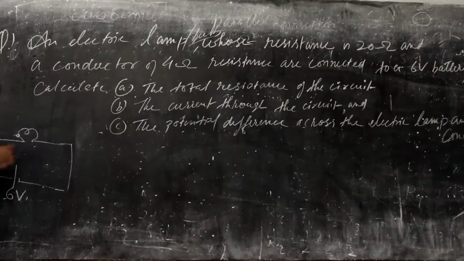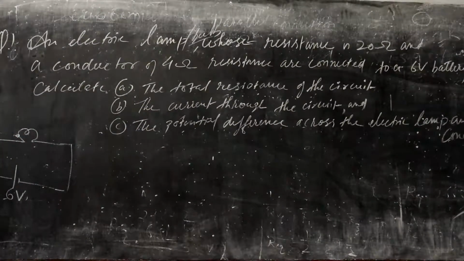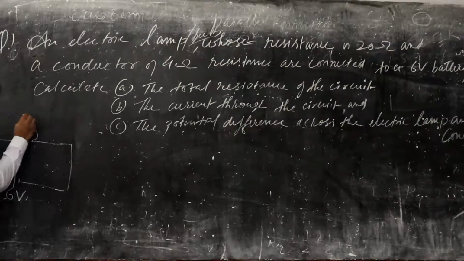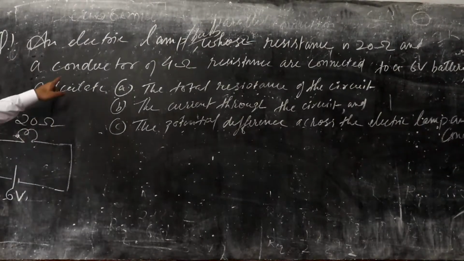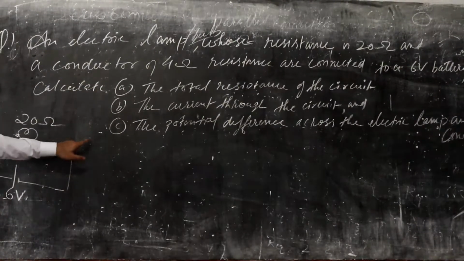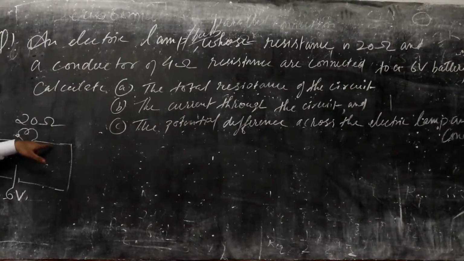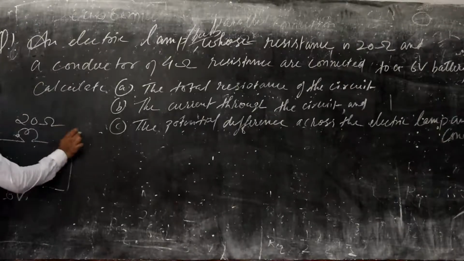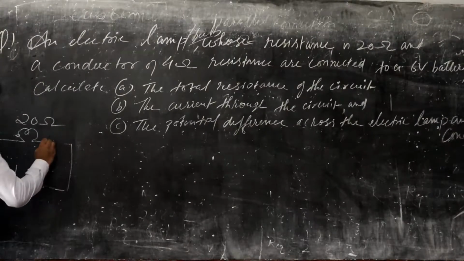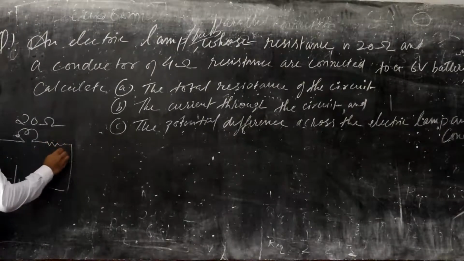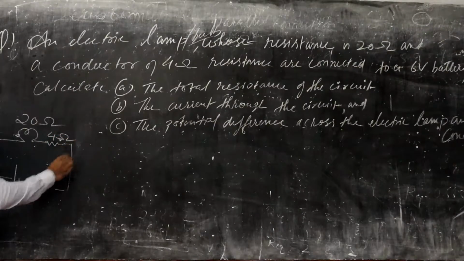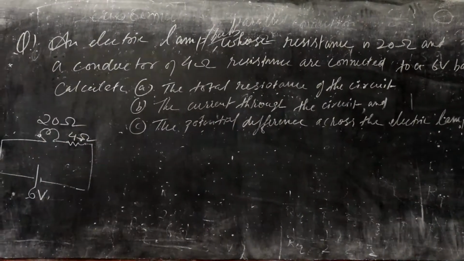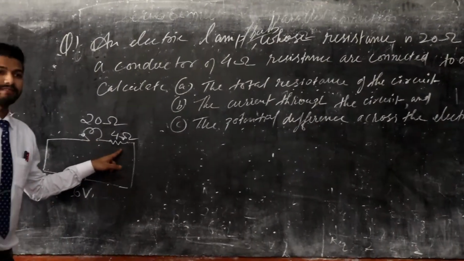What is the resistance of this bulb? It is 20 ohm. And the conductor, what is the resistance of the wire? 4 ohm. So let me make it like this: 4 ohm. Now, what type of connection do you see between the bulb and the wire?